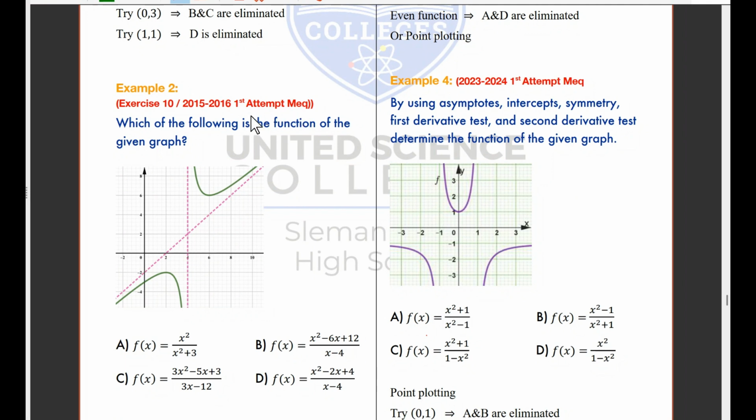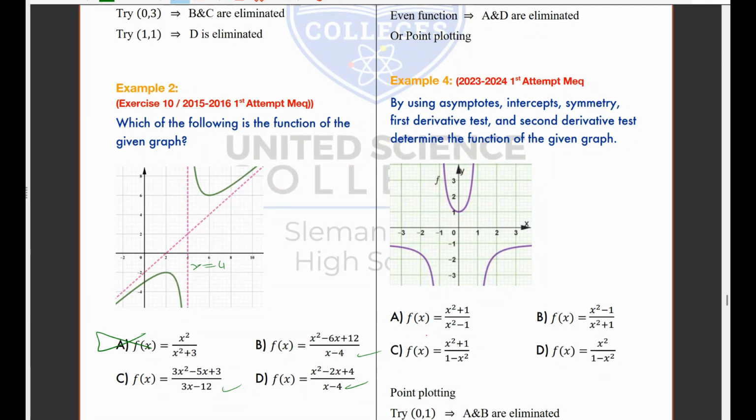Exercise question and a ministry question. Which one is true? I see the same types of functions actually. They're all rational. We all have the same type. So it is not even. The vertical asymptote is x equals 4. Here 4, here 4, here 4, here is not. So I can use point plotting after this point. There's nothing else I can do.